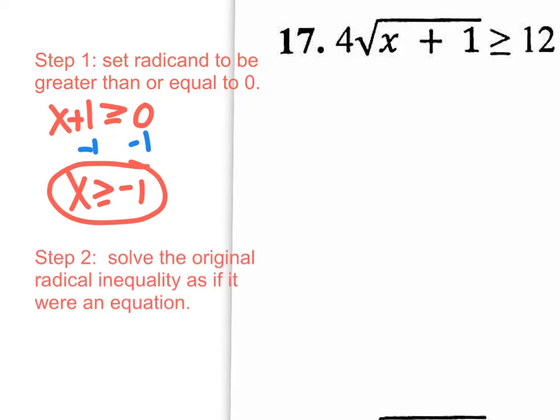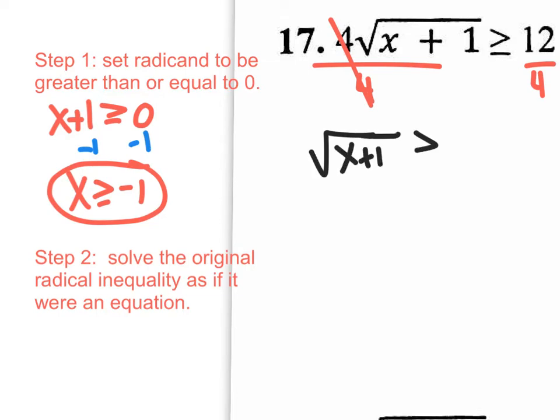Step 2, solve the original radical inequality as if it were an equation. Okay, so I want to go back to the original and I'm going to start solving this thing. First thing to do would be to isolate the square root. So what do I do with this times 4? Divide by 4. It cancels out. What you do to one side, you do to the other side. Divide by 4. So you're going to have a new inequality. It's going to say the square root of x plus 1 is greater than or equal to 3. We don't flip the inequality symbol because we did not divide by a negative.